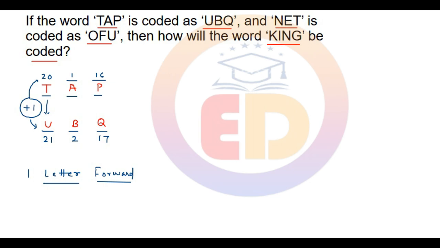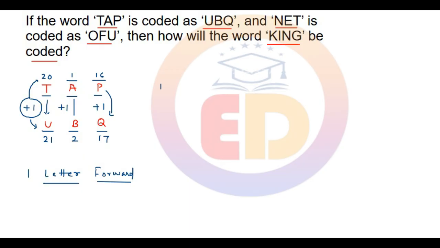Similarly, A is numbered 1, B is numbered 2, means they have moved one letter forward. So it is a pattern of +1. Similarly, P is numbered 16, its code Q is number 17, means we have moved one alphabet ahead. So we can express it as +1.